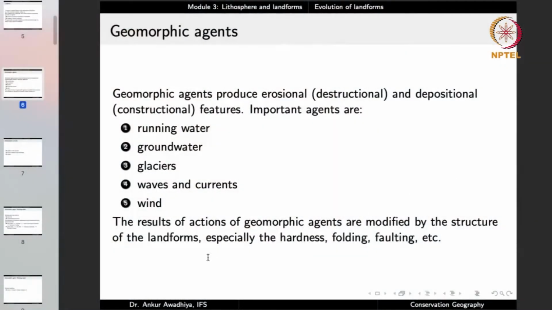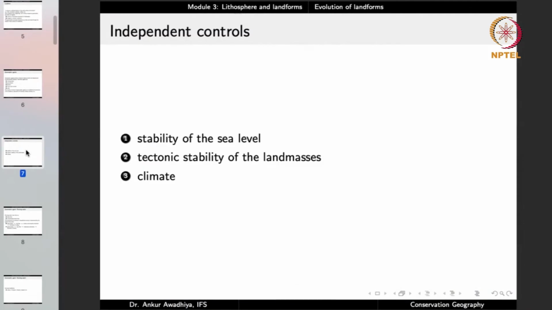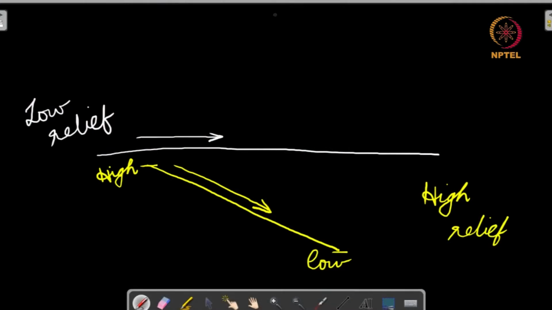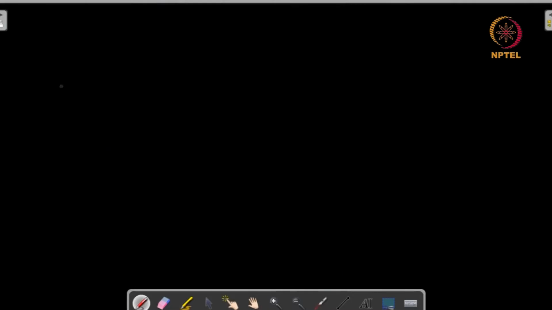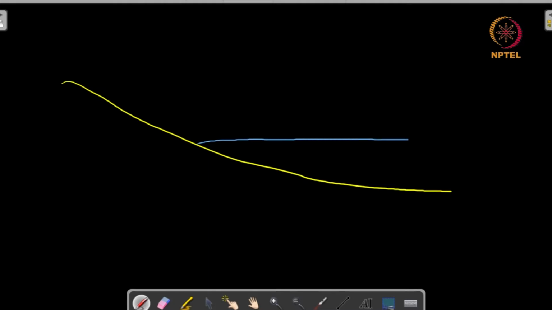Now, not only do we have the impacts of the landforms, we also have several independent controls on these geomorphic agents. Independent controls such as stability of the sea level. Now, why is it an independent control? Let us consider this landform, and here you have the sea. Now this is the sea level. Now in this case, the difference in the relief is from this point to this point. So this is the amount of relief that we have.